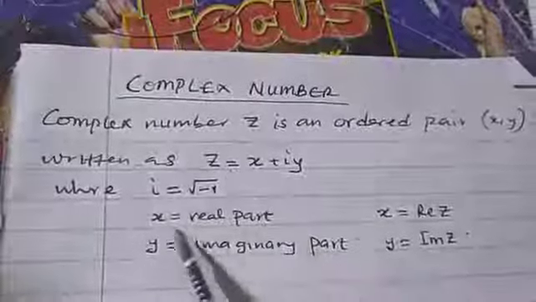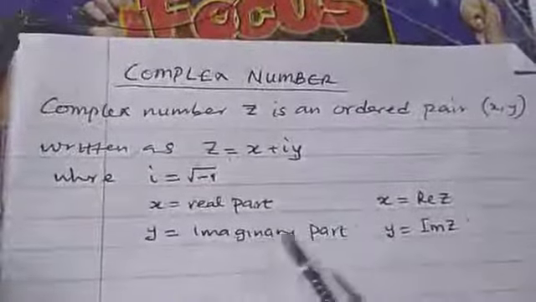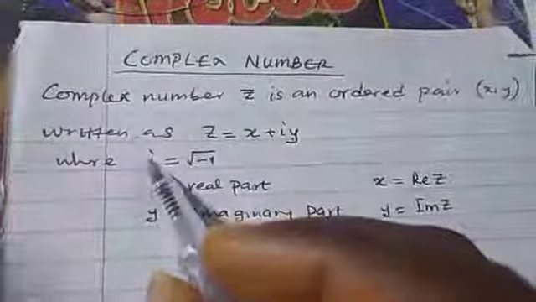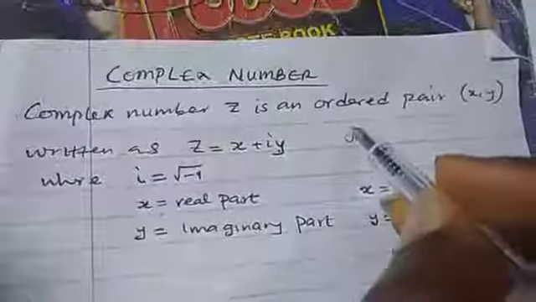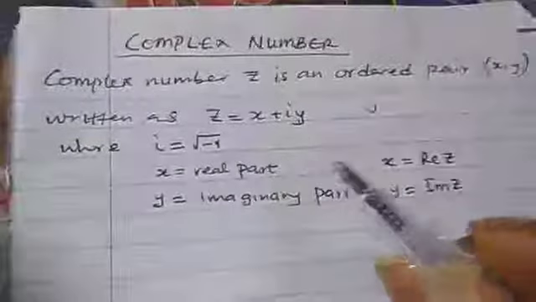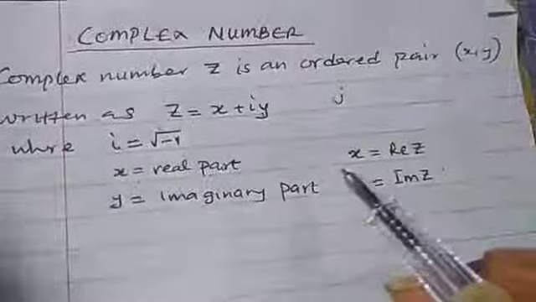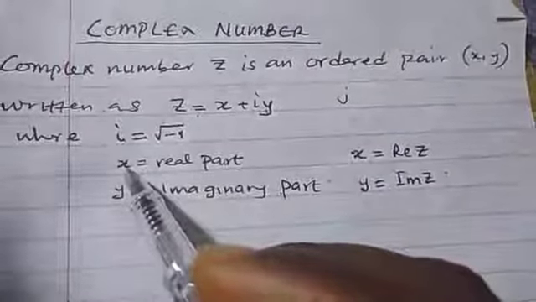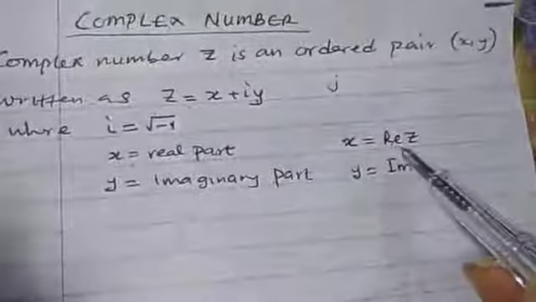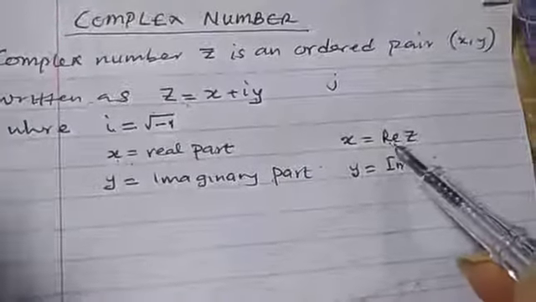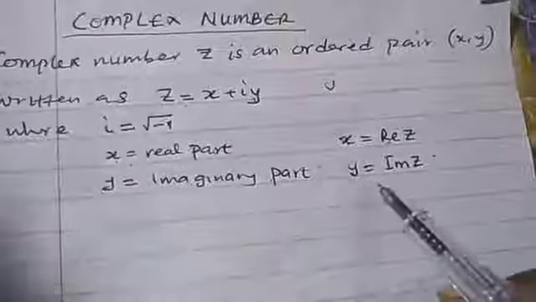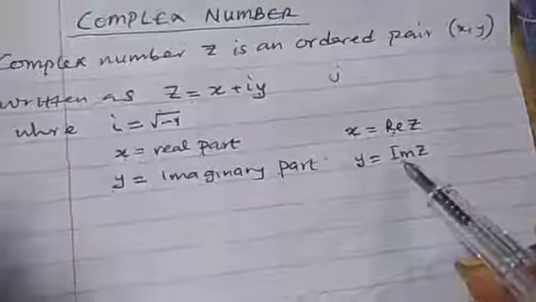This X, we call it the real part, while this Y, we call it the imaginary part. This i itself is called the imaginary number. In engineering, they normally use j in place of i, because they believe i is represented by current. So we write X in short form as Re Z, that is the real part of Z. If they say Re Z, they are talking about X. The imaginary part is Y, so we write it as Y equal to Im Z.